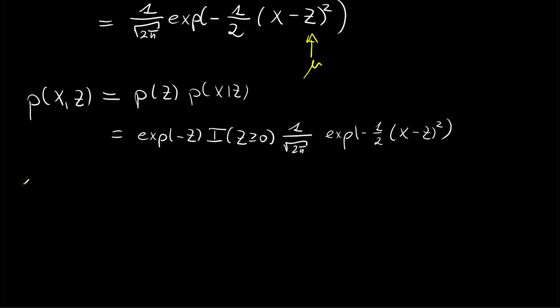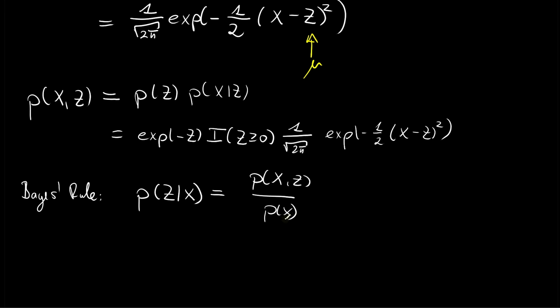And for this, we want to recall Bayes' rule, which allows us to express the posterior, so p of z given x, as the joint, so p of x and z, divided by the marginal. And the difficulty here is that, of course we have the joint distribution, that's fine, but we don't have the marginal. The reason we don't have it is because it is intractable.